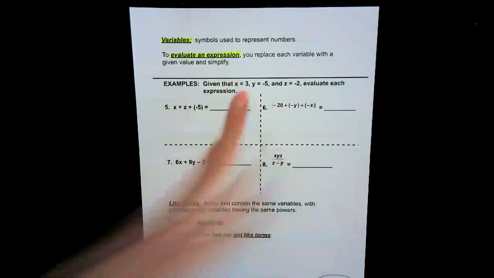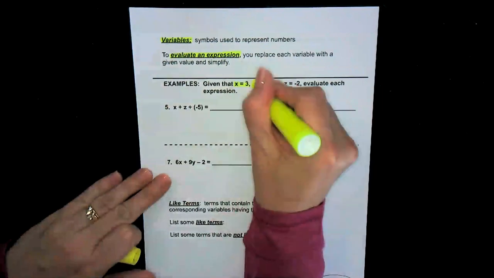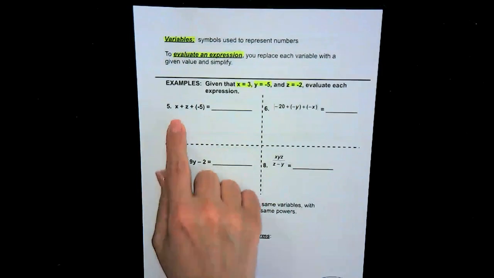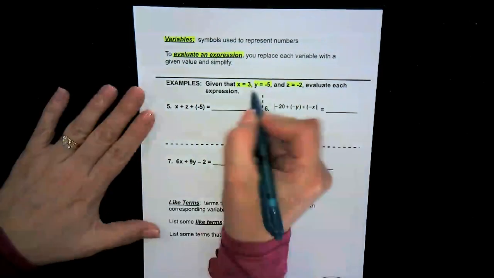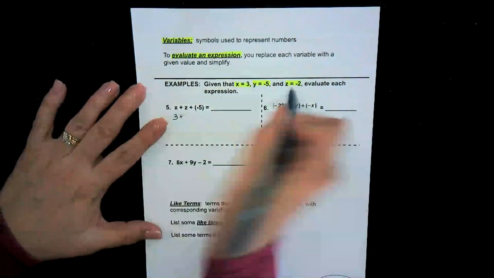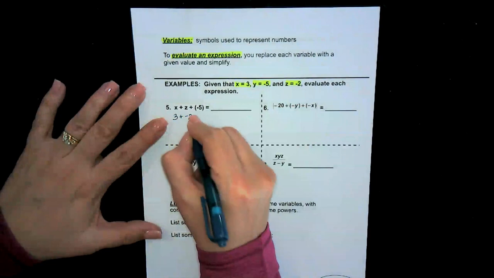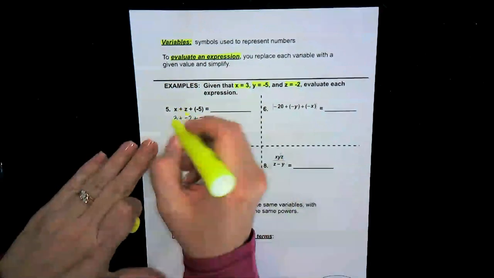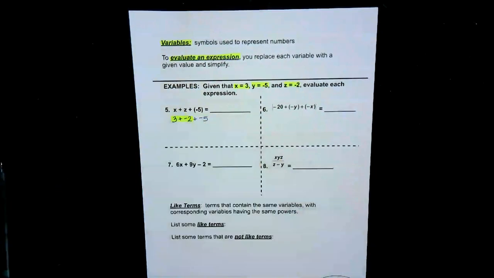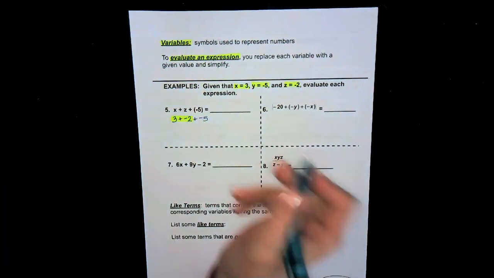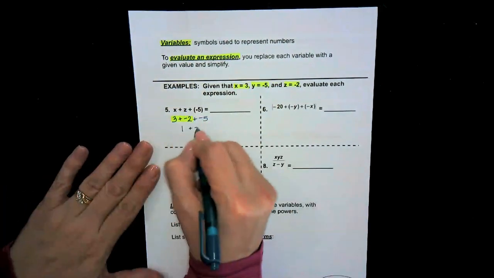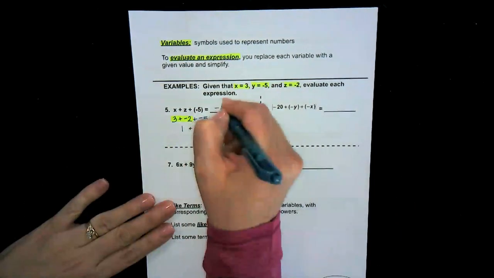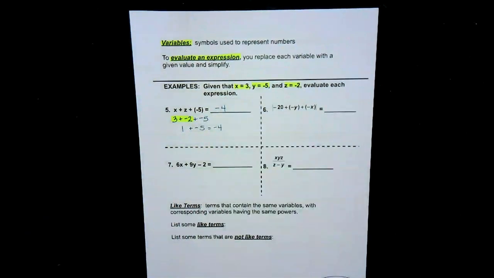We are told that X is 3 and Y is -5 and Z is -2. And we want to evaluate these expressions. So what that means is we're going to replace the X with a 3. And we're going to replace the Z with a -2. And then we're going to simplify. Now, we add in order from left to right. So I'm going to do these two first. 1 plus -2 would give me -1. And then 1 plus -5 would give me -4. And you can use your calculator on those to help you, definitely.